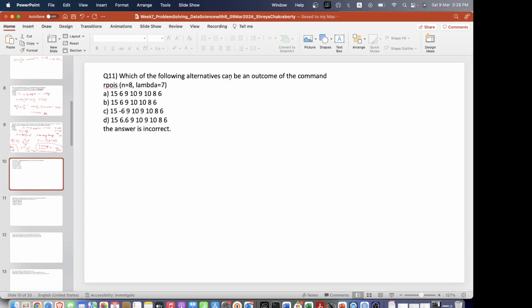Which of the following alternatives can be an outcome of the command rpois n equal to 8, lambda equal to 7? Okay. So here we are drawing n equal to 8. That means there should be at least 8 numbers. Well, let us count 1, 2, 3, 4, 5, 6, 7, 8. This has 8. 1, 2, 3, 4, 5, 6, 7. This is out. 1, 2, 3, 4, 5, 6, 7, 8. This is in. This is also in as a first step.